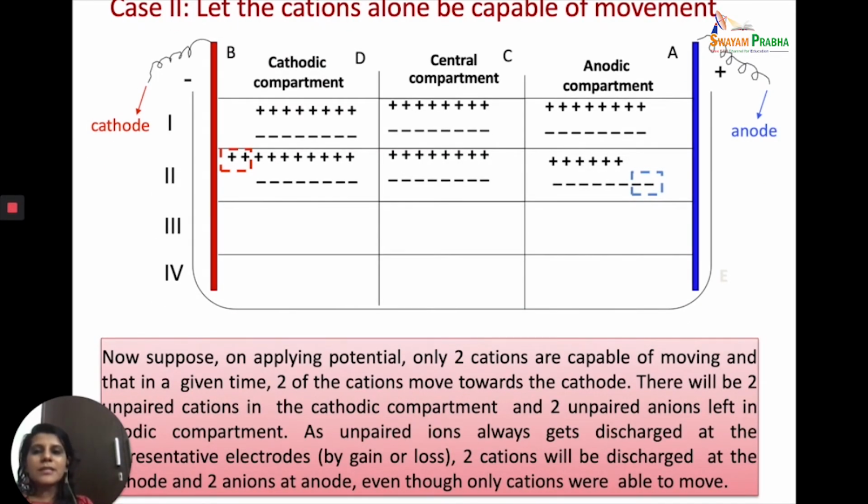Now let us take a case where only cations are capable of movement. I am reminding you, it is a case where cations are only capable of movement. And let us suppose that 2 of the cations move towards the cathode. So where are the cations? We are assuming that 2 cations are moving. We know that the cations move towards the cathode. And from where will they move? They move from the anodic compartment.